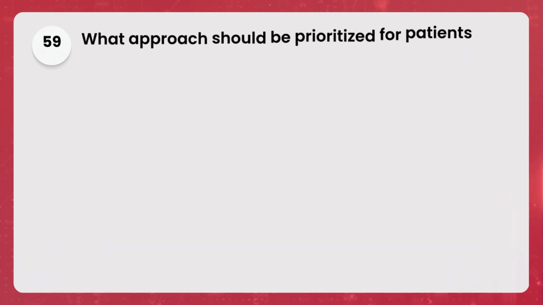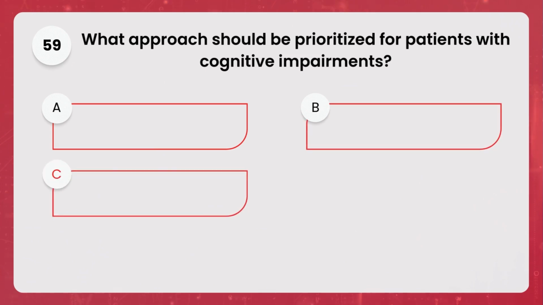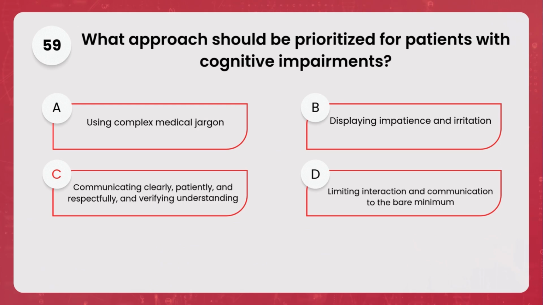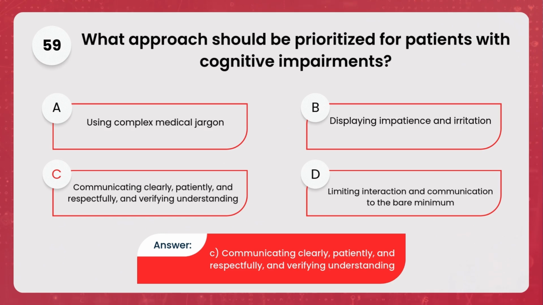Number 59. What approach should be prioritized when interacting with a patient who has cognitive impairments? A. Using complex medical jargon. B. Displaying impatience and irritation. C. Communicating clearly, patiently, and respectfully, and verifying understanding. D. Limiting interaction and communication to the bare minimum. The answer is C. Communicating clearly, patiently, and respectfully, and verifying understanding.